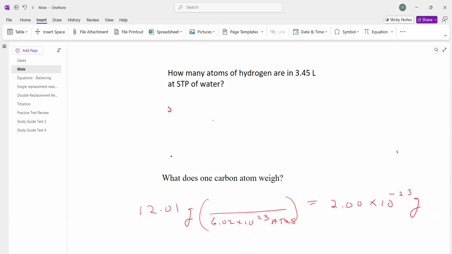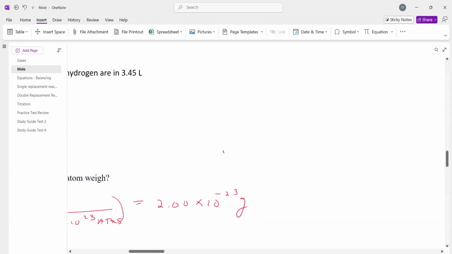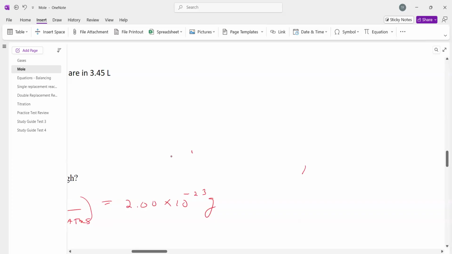See how tiny that is? So that's what one carbon atom weighs. If we had a super duper weighing scale, we put that one atom, that's what it would show. Does that make sense, that calculation? It's analogous to the apples. So what is one mole? 12.01 grams.